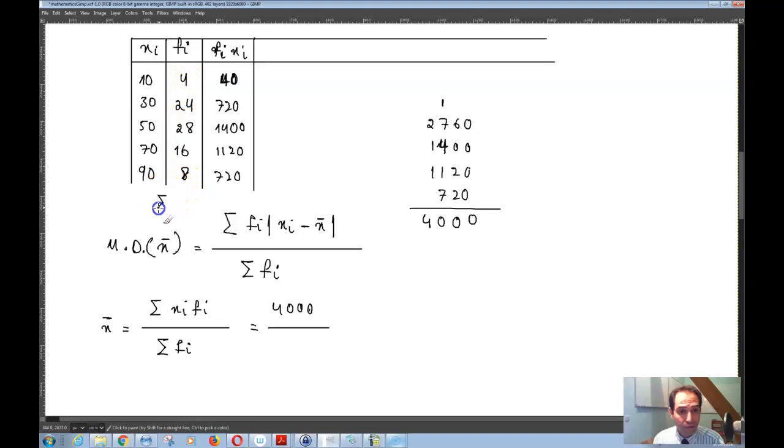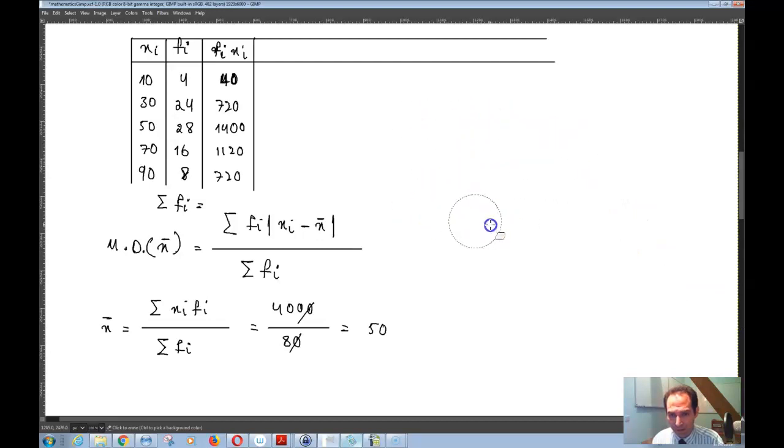Your sigma f sub i is equal to 4 plus 24 plus 28 plus 16 plus 8, which is 80. So that is 4000 over 80, which is equal to 400 over 8, which is 50. Okay, so now that is the mean of the data.